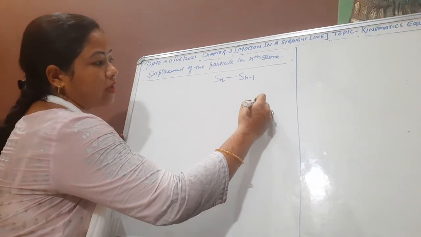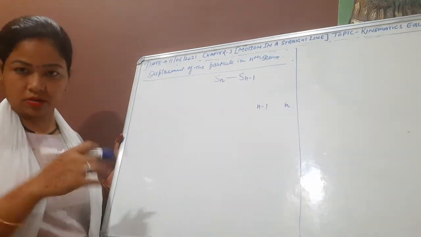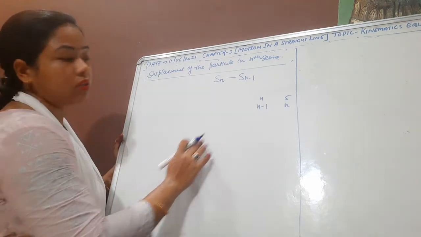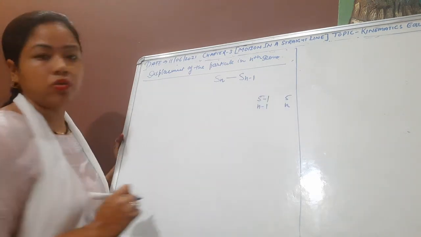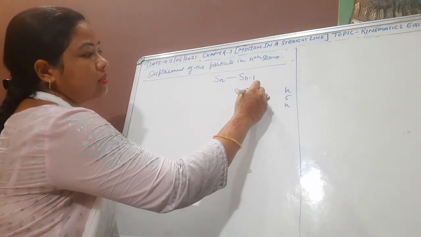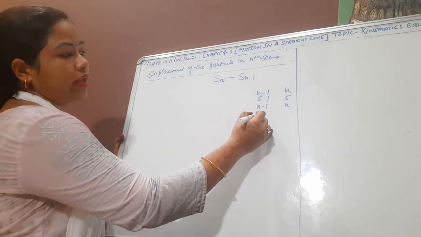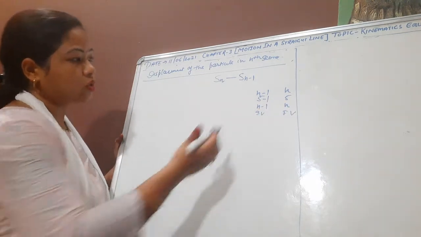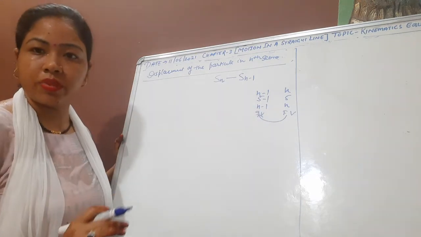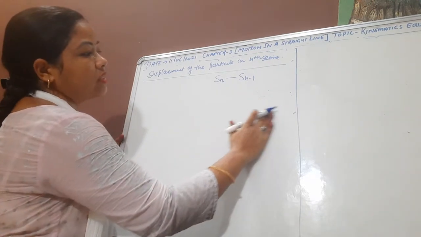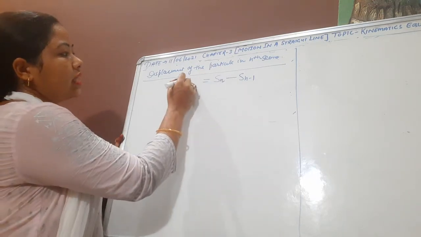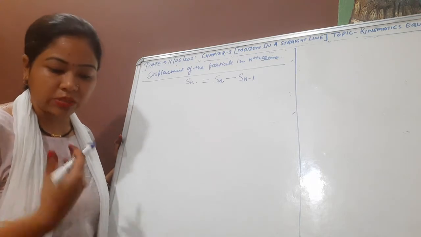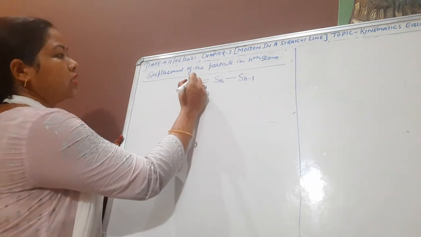That means first we have n minus 1 second, then we will have n seconds, right? Just like first we have 4, then we'll have 5. Then how can we write it? 5 minus 4. Likewise, this is n and this is n minus 1. So this is the initial value and this is the final value. Whenever we calculate the change, it is final value minus initial value, right? Likewise, whenever we calculate the displacement for the nth second, it is the displacement of the particle in n seconds minus the displacement of the particle in n minus 1 seconds, right?